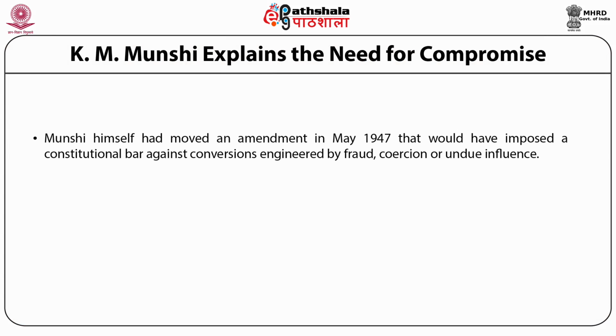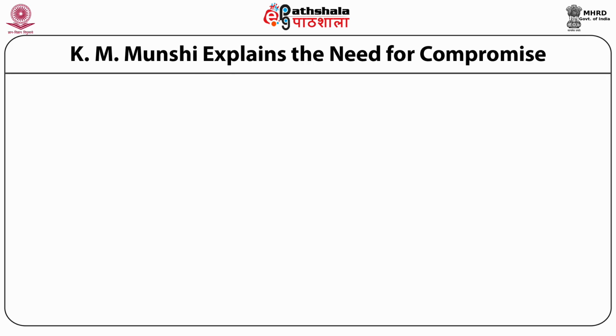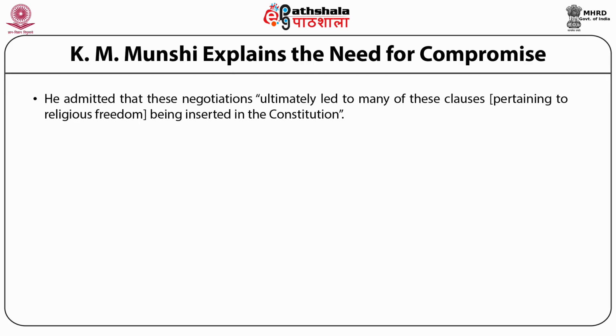Moonshee himself moved an amendment in May 1947 that would have imposed a constitutional bar against conversions engineered by fraud, coercion, or undue influence. But by December 1948, there had been a marked change in his attitude, as he had been party to many of the compromises that were thrashed out with the leaders and organizations that represented the minorities. Mr. Moonshee admitted that these negotiations ultimately led to many of these clauses pertaining to religious freedom being inserted in the Constitution.